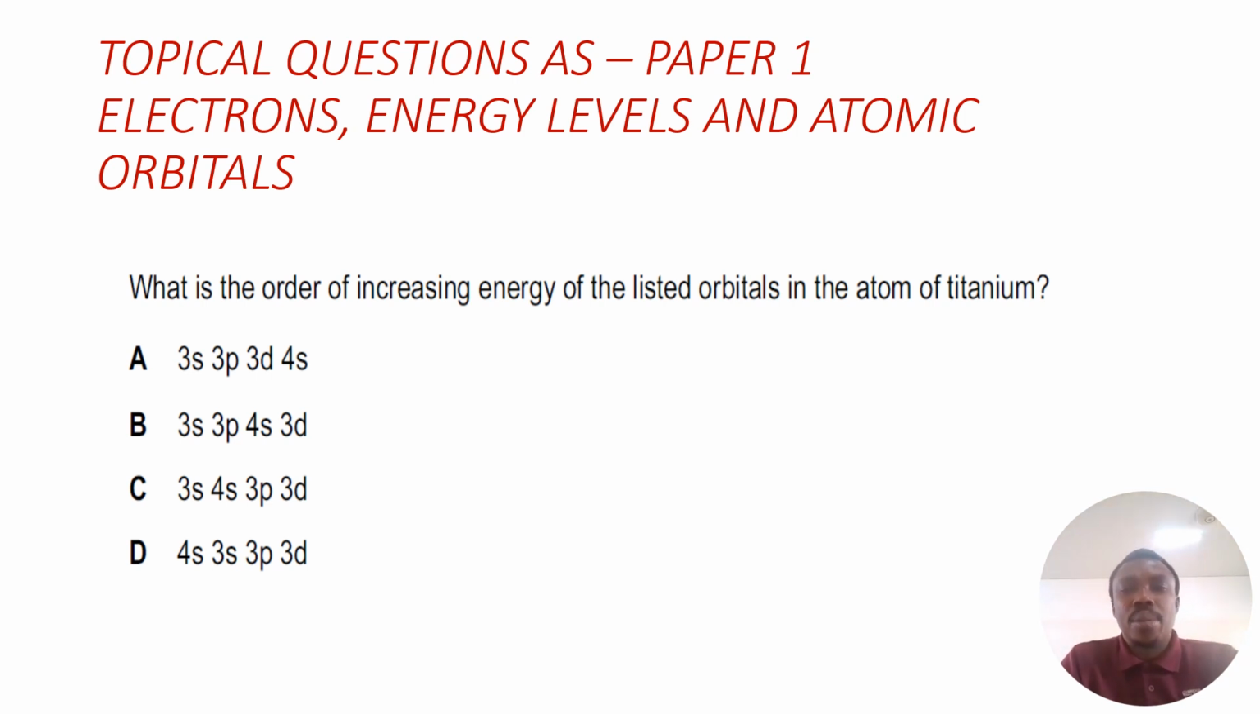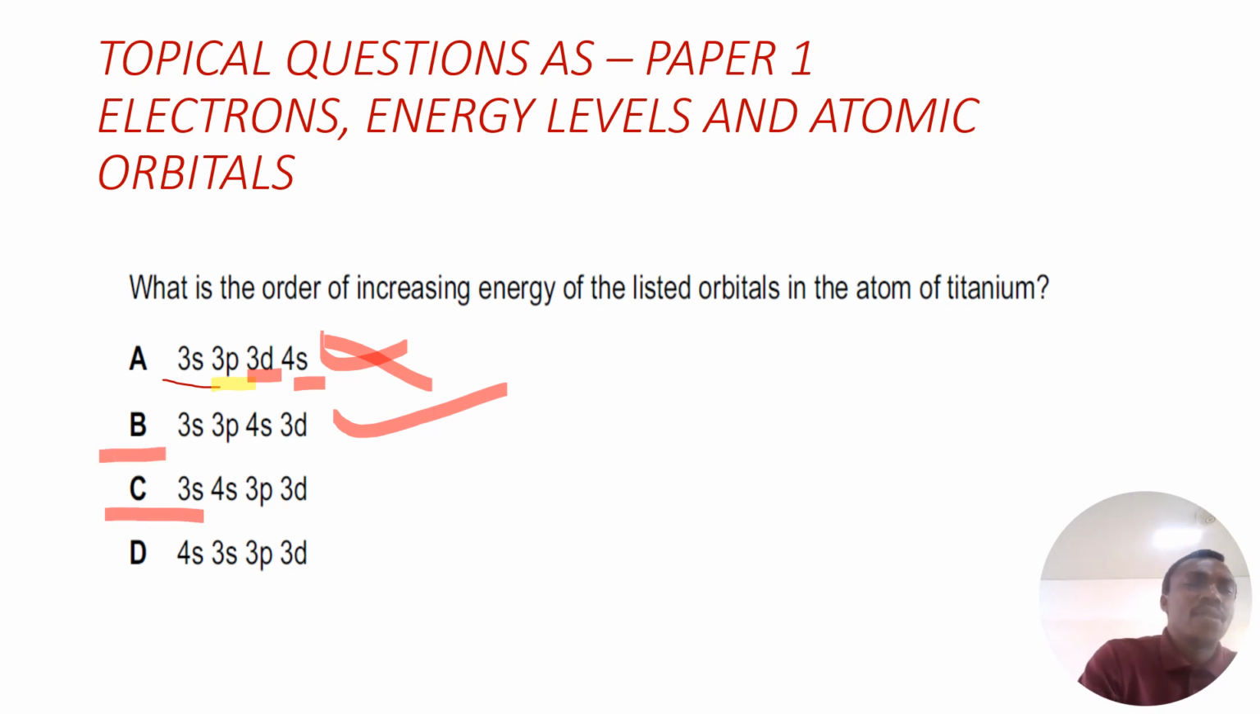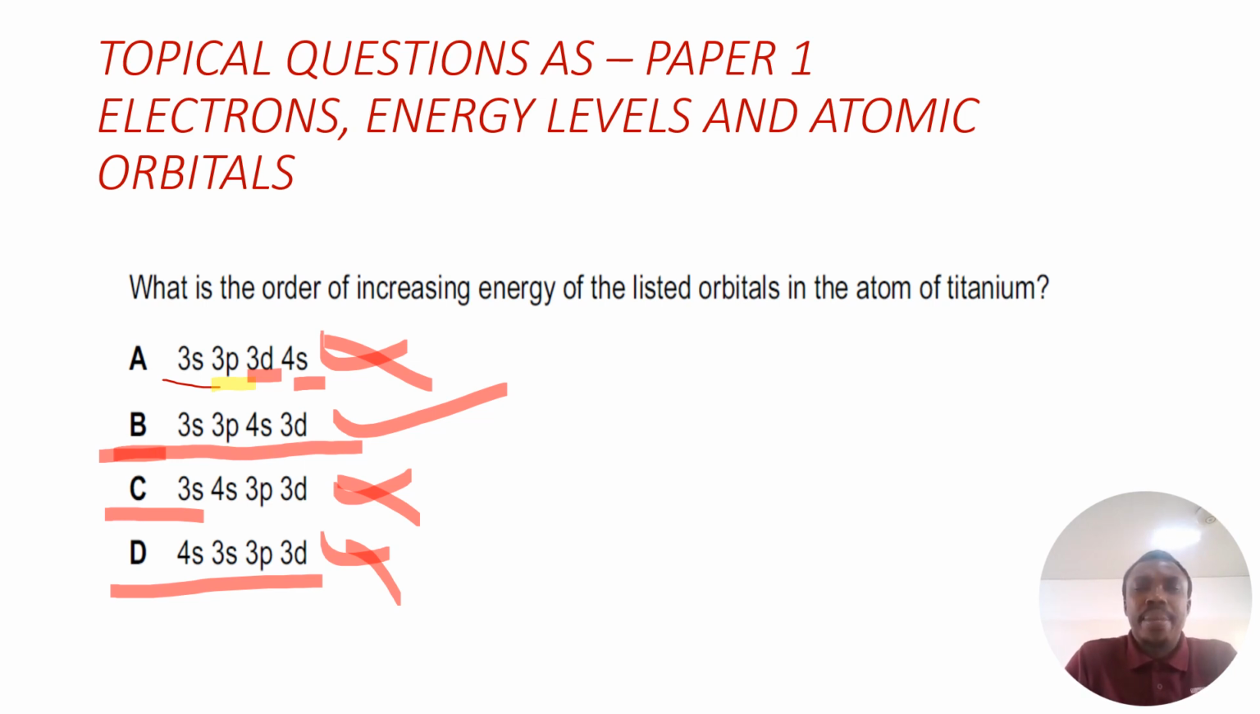So titanium is a transition element. Looking at A: 3s, 3p, 4d, and 4s. It doesn't follow the building principle, so A is wrong. B is 3s, 3p, 4s, and 3d, so B is the correct answer. C and D don't follow the order, so C is wrong and D is wrong. So the right answer is B, going by the ABC principle.